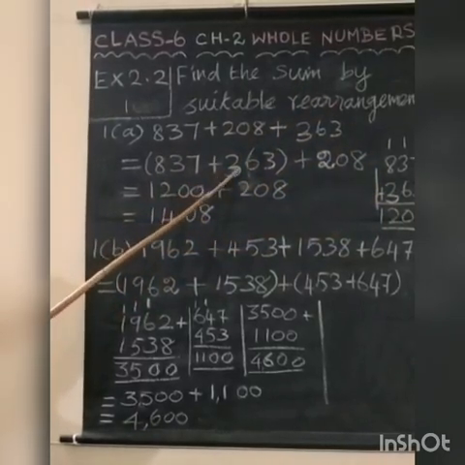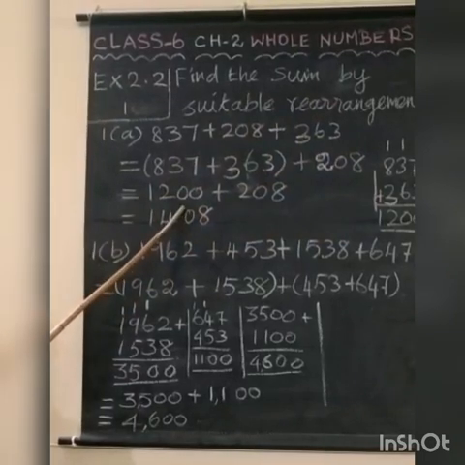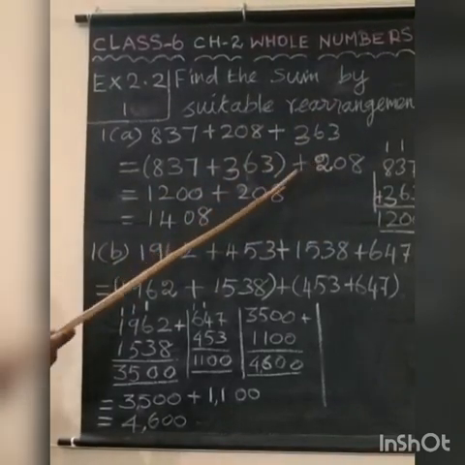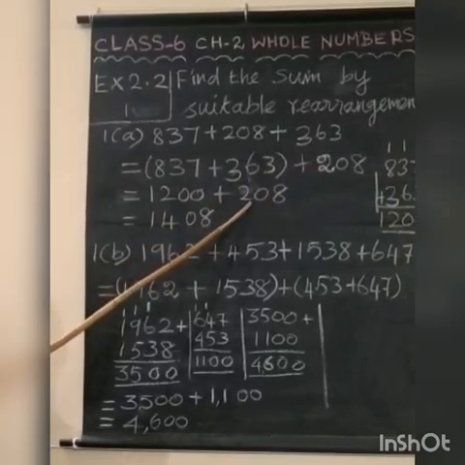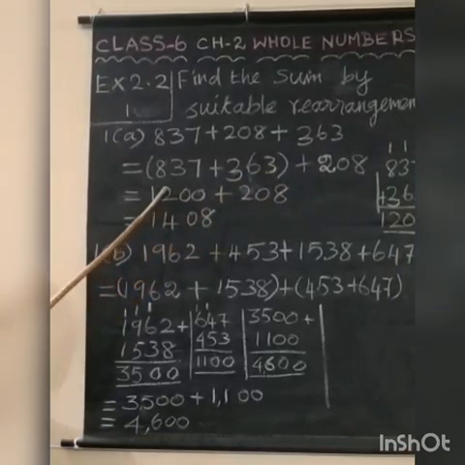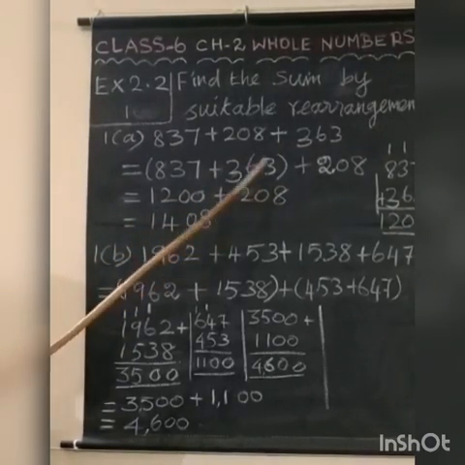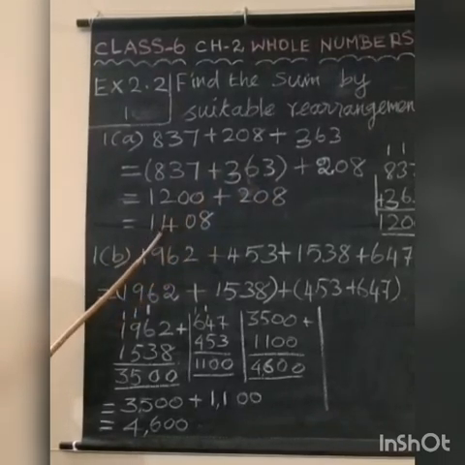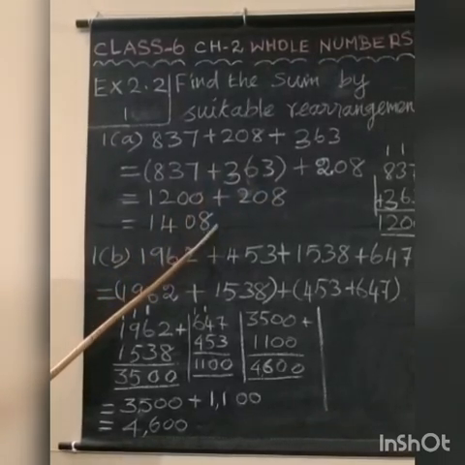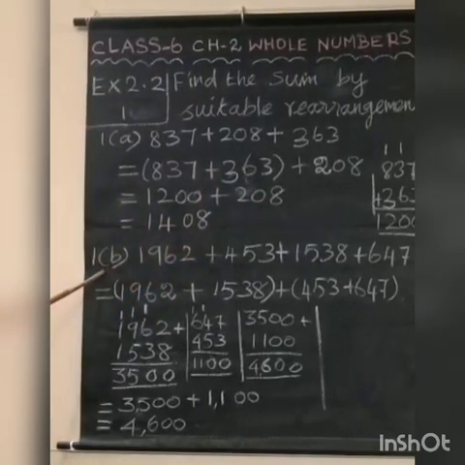837 plus 363 is 1200. Remaining number 208. Then these two numbers are added. 1200 plus 208 is 1408. The answer is 1408. Okay, now let us go to the second problem.